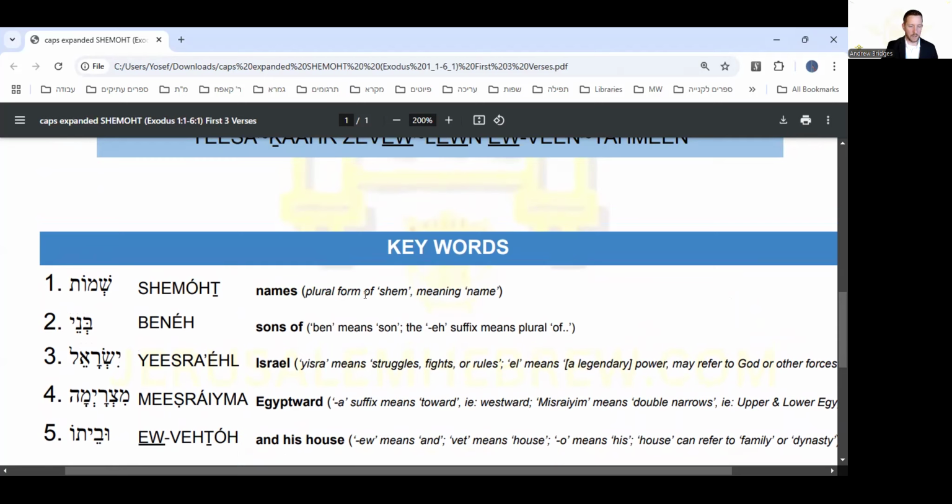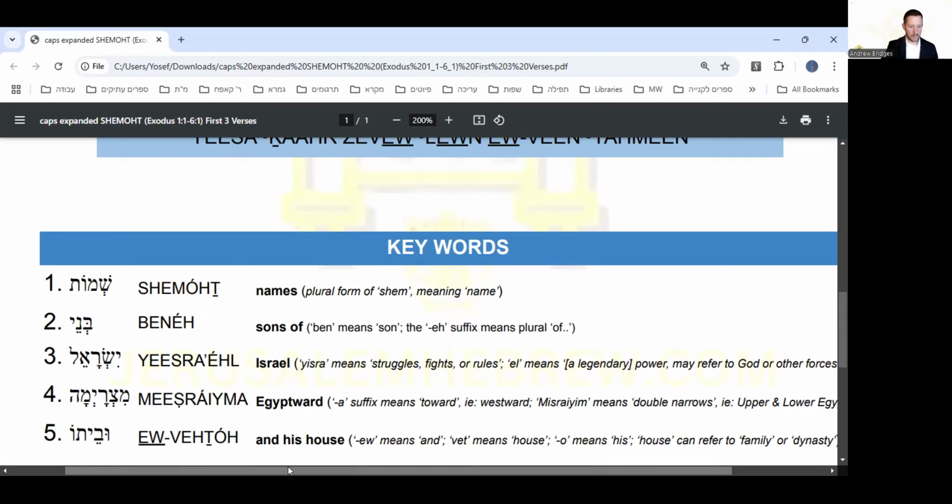The plural form of Shem is Shemoth. Shem means name. Shemoth, names. B'nai, B'nai. B'nai means sons of. The suffix lets you know that it is a plural of. Ben means son, plus the suffix, which means plural of. So b'nai, sons, plural, of. B'nai.